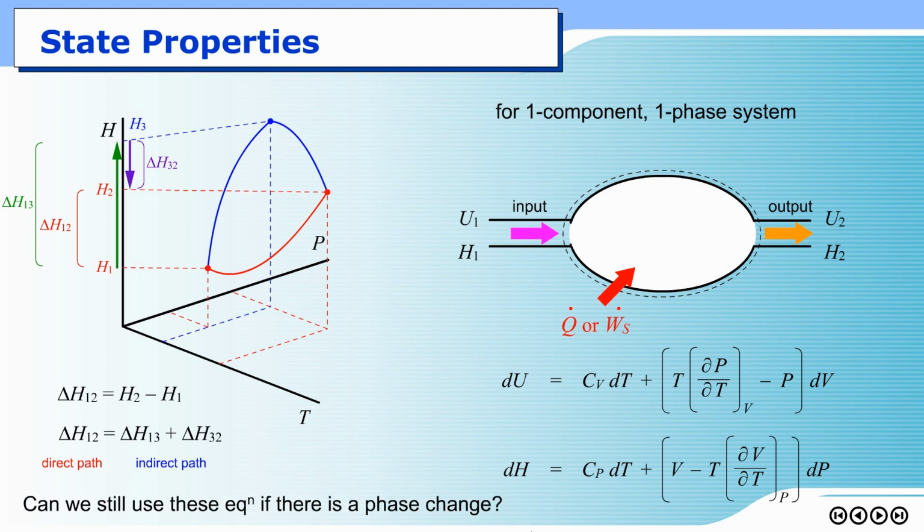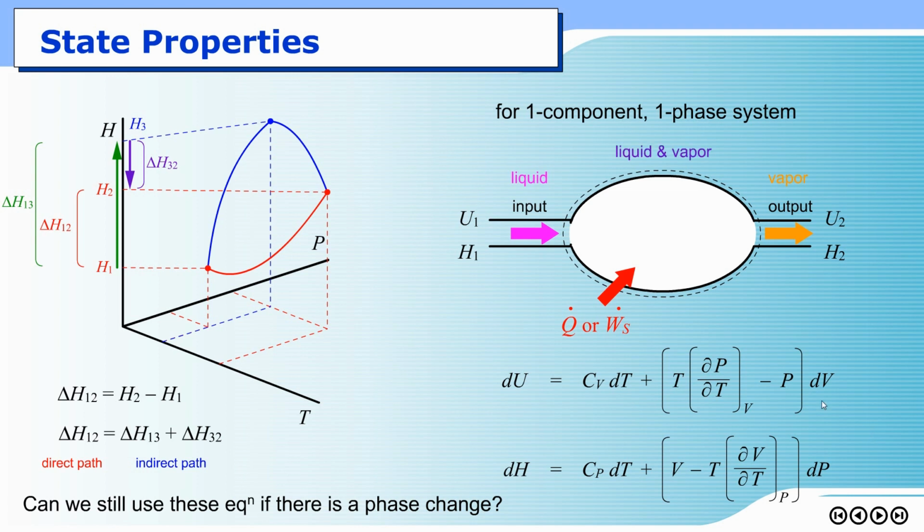Now the question is, can we still use these two equations if there is a phase change in our system? For instance, if the system here is a boiler and we provide liquid water going in, and then we want to get vapor or steam coming out of the boiler, can we still use these two equations in a similar manner as what we discussed in the previous clip?